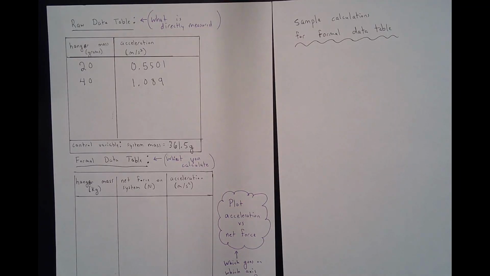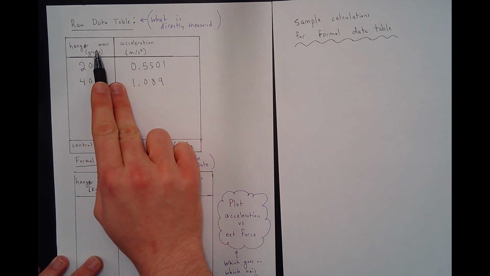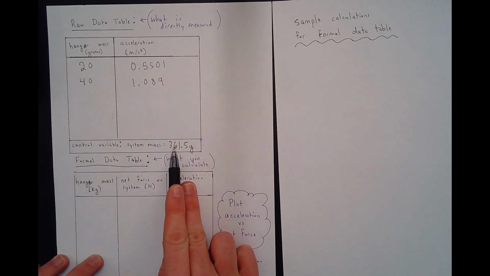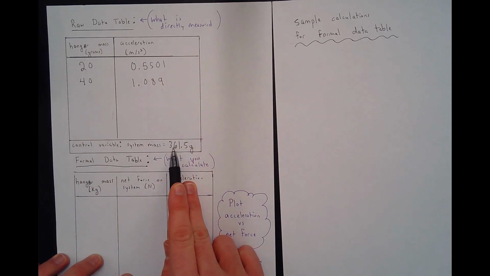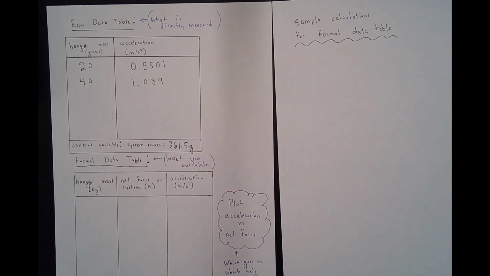In a previous video, I showed you how to collect acceleration data while you changed the amount of mass hanging off the end of a hanger and kept the total mass in the system constant. We did this by taking discs off of a cart and putting them onto the end of a hanger.